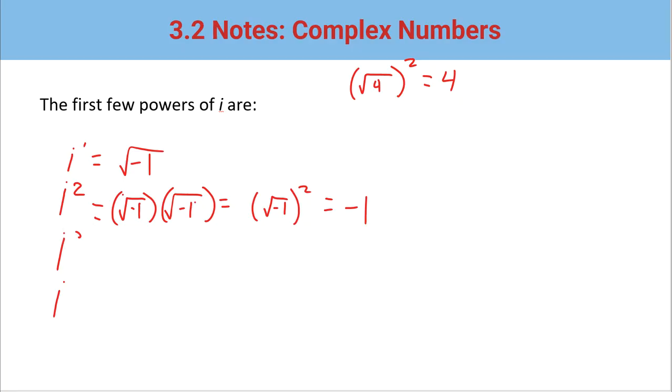Let's look at i to the third for a moment. That's going to be the same as the square root of -1 times the square root of -1 times the square root of -1. Well, I just learned right here that i squared is -1. I to the third, I can rewrite as i squared times i. I know that i squared is -1, so it is -1 times i.